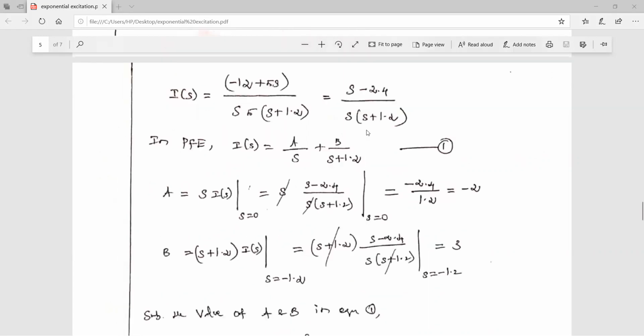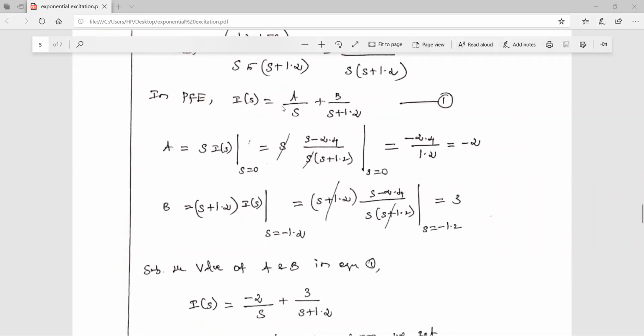So what is the next thing? You see in the denominator the term 2s is there, but we have to split this I of s into a sum of single s terms using the partial fraction method. We write I of s equals a by s plus b by s plus 1.2, right? From this we have to calculate the values of a and b as per the usual procedure.